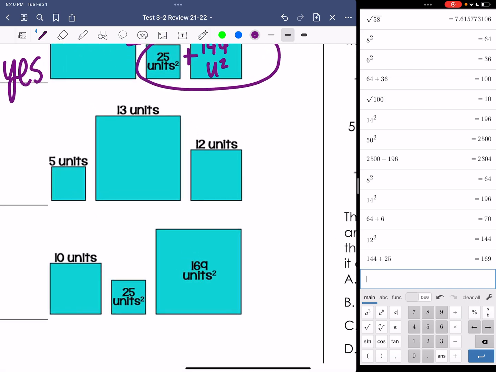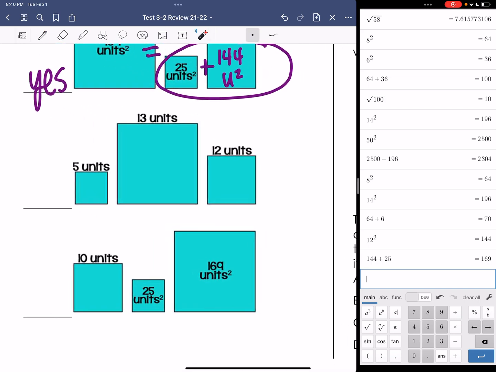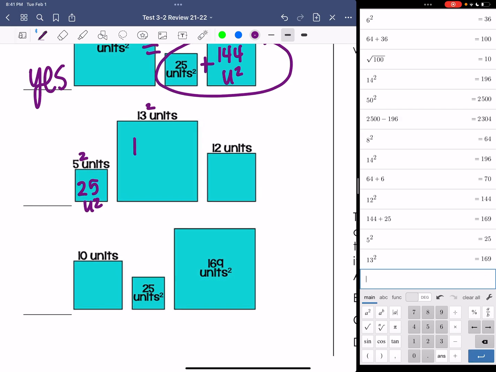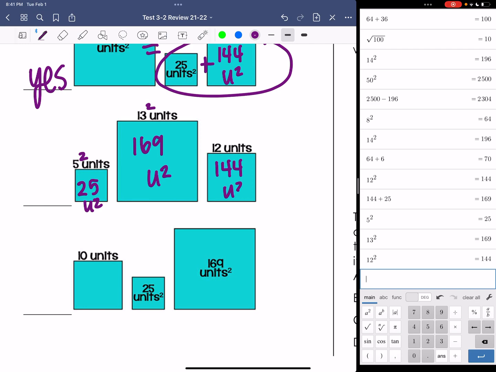Then let's go ahead and look at the next one. So they have given us 5 units, 13 units, and 12 units. So again, these are side lengths. I need to know the area. So we should be squaring this. So 5 squared equals 25 units squared. We have 13 squared equals 169 units squared. And then we have 12 squared, and 12 squared equals 144 units squared.